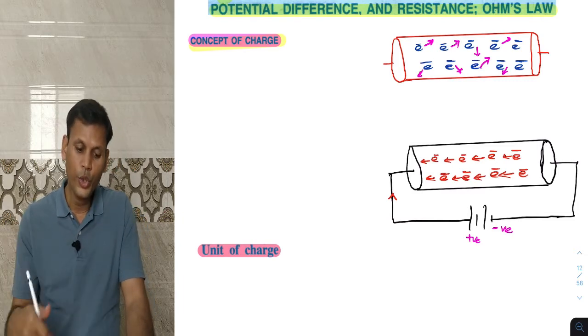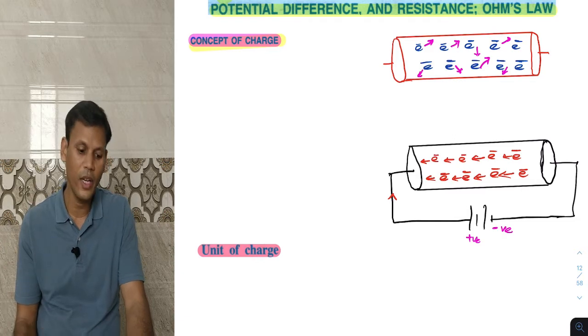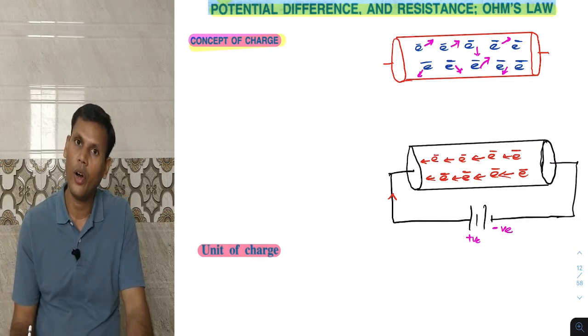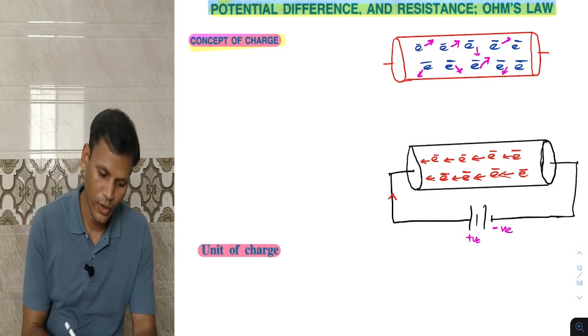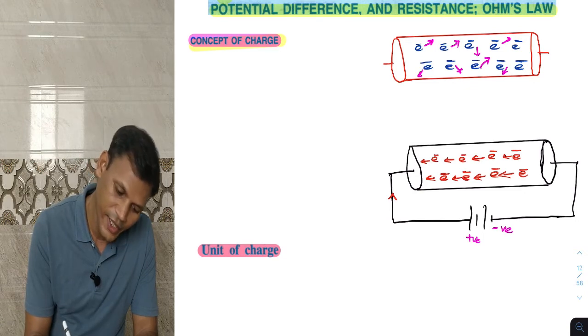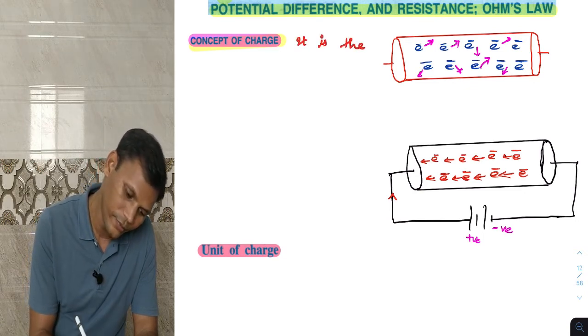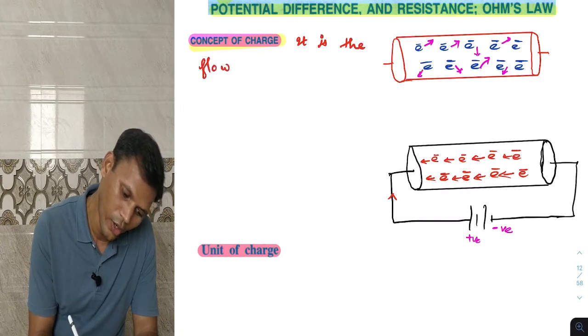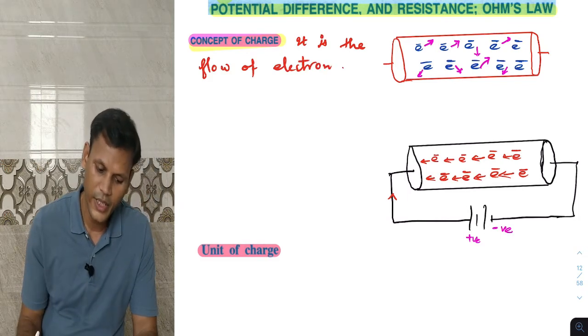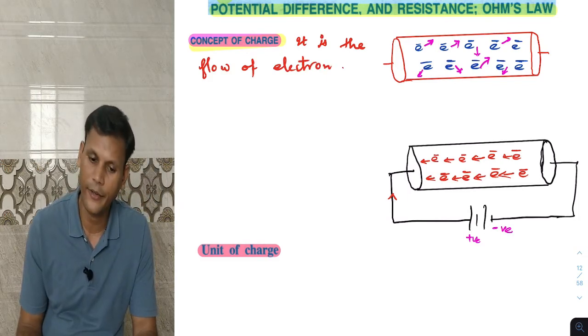So due to the flow of electrons, what are the charges? First of all, the concept of charge. Charge is the flow of electrons. Initially we have tried the concept of charge. What is the charge? It is the flow of electrons.